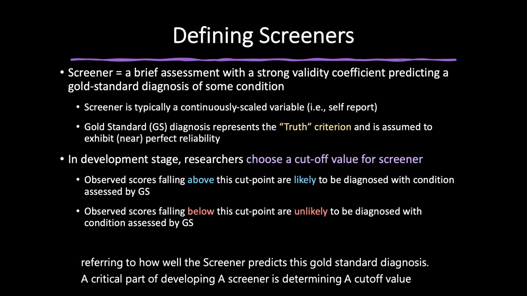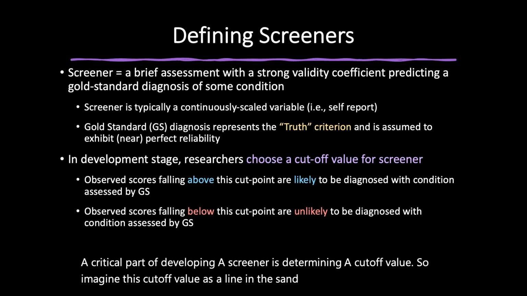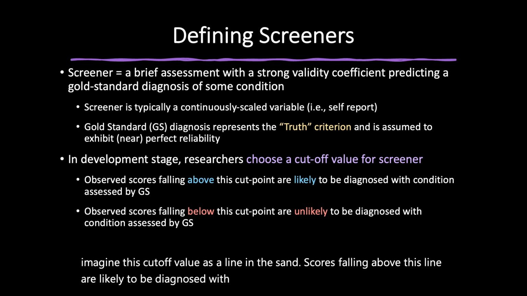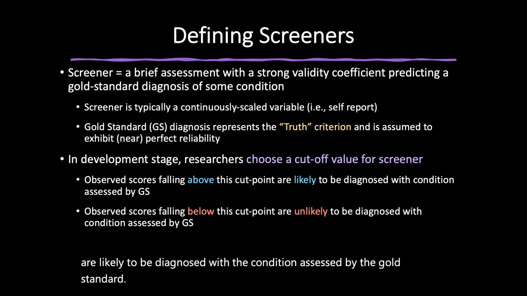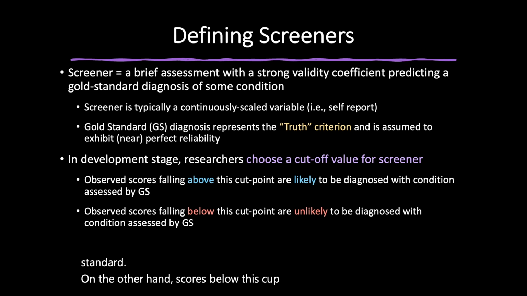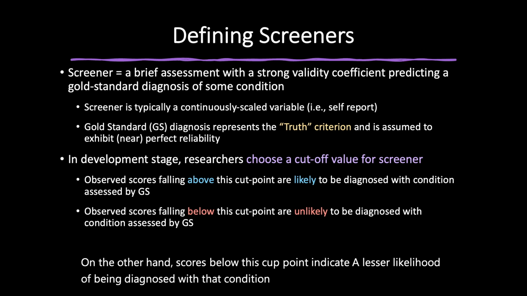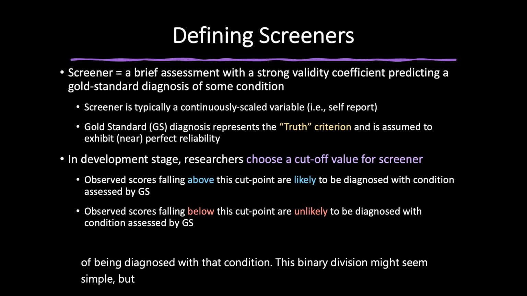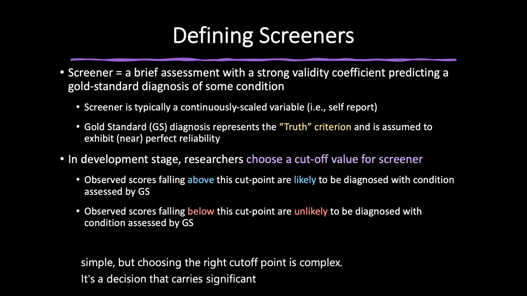So imagine this cutoff value as a line in the sand. Scores falling above this line are likely to be diagnosed with the condition assessed by the gold standard. On the other hand, scores below this cut point indicate a lesser likelihood of being diagnosed with that condition. This binary division might seem simple, but choosing the right cutoff point is complex. It's a decision that carries significant weight, and this impacts both validity and the utility of the screener.